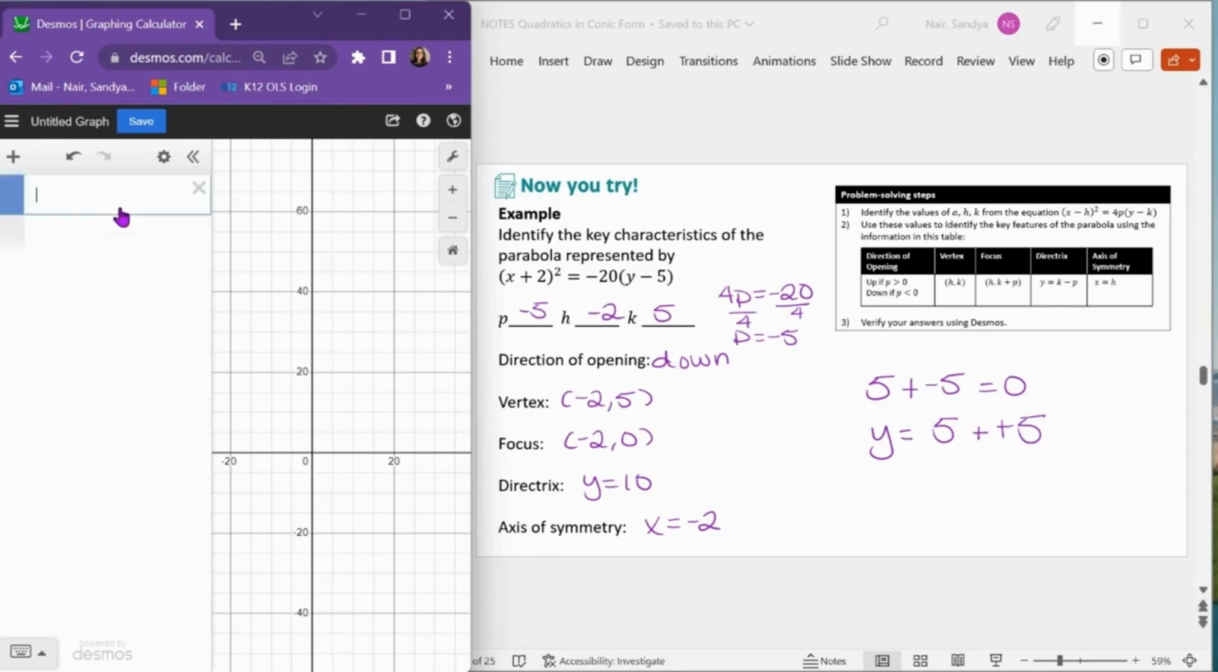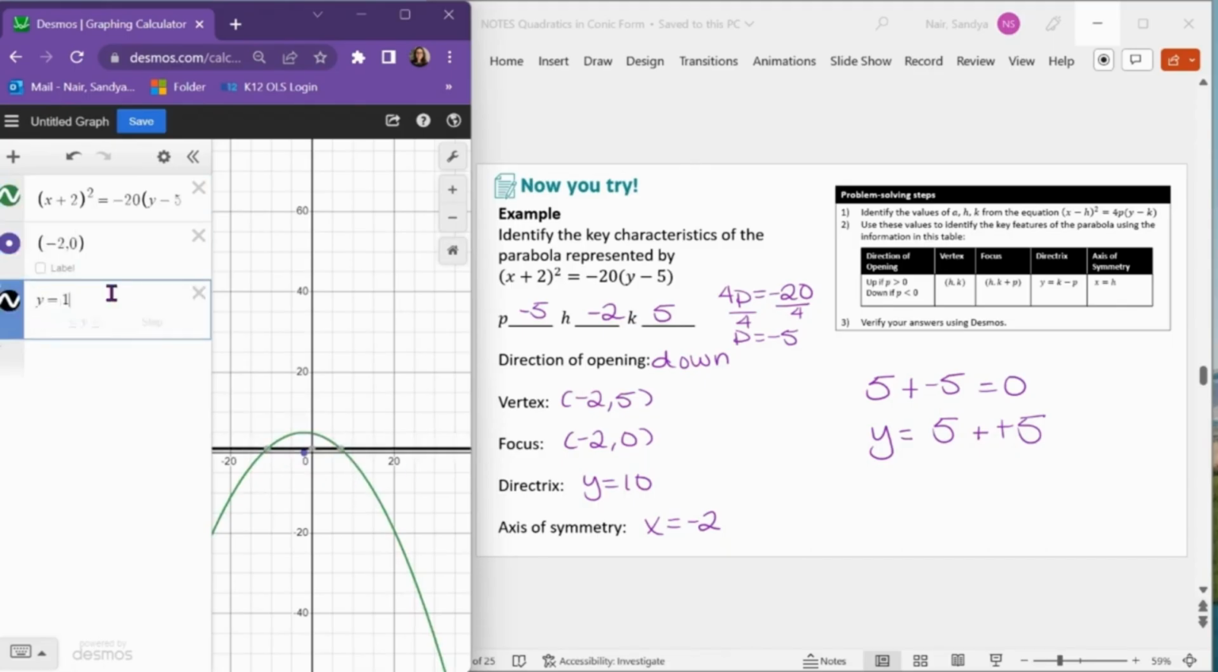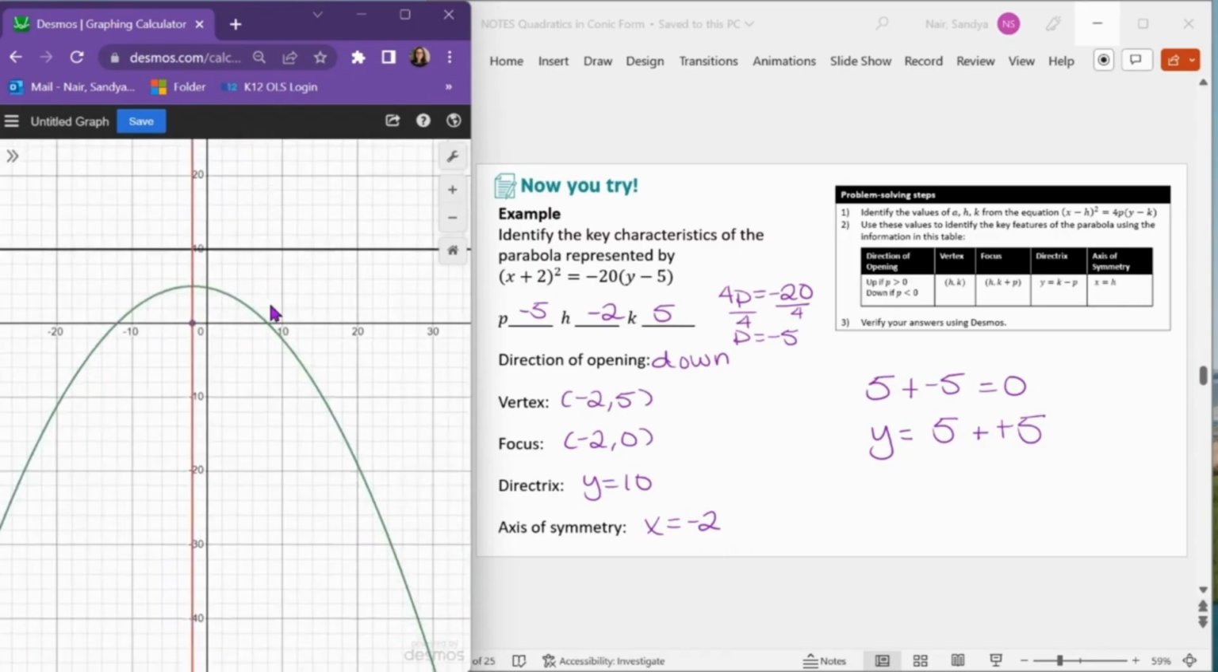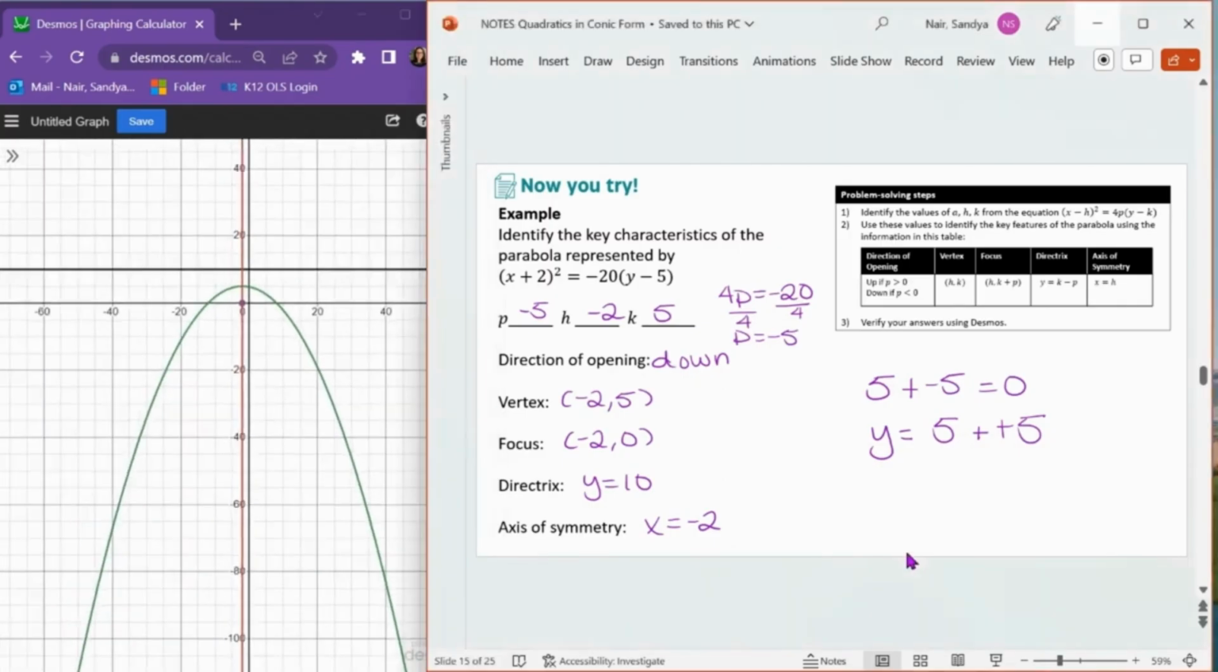So I'm going to go ahead and type in (x plus 2) squared, and then we have that is equal to -20 times (y minus 5). So you can see here, if we click on the vertex, it is at (-2, 5). The focus is at (-2, 0). The parabola does open down like we found. The directrix will be at y equals 10. And the axis of symmetry we can see is at x equals -2. So we can see all the information here on our parabola.